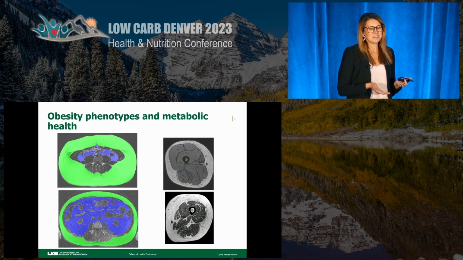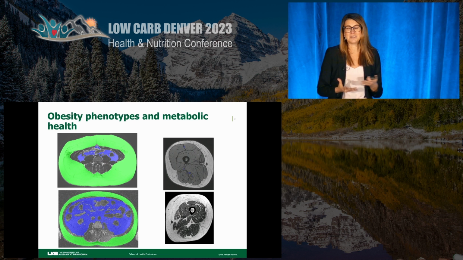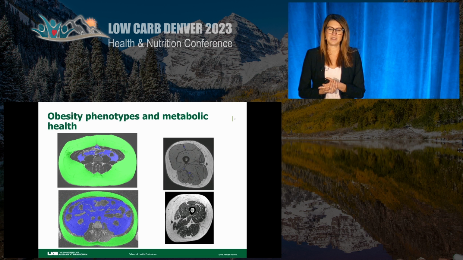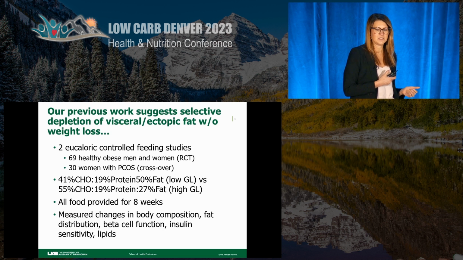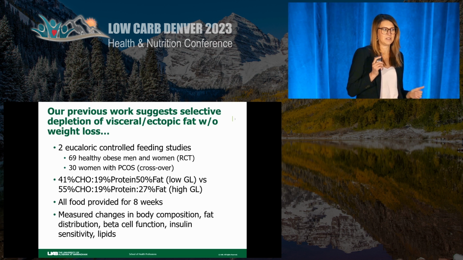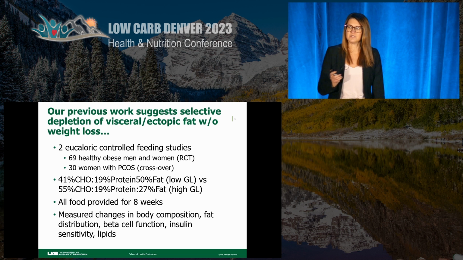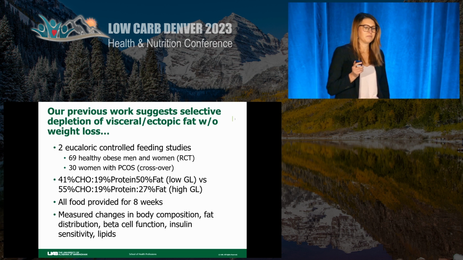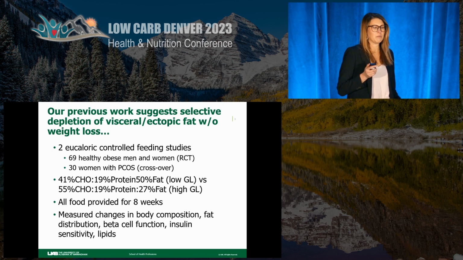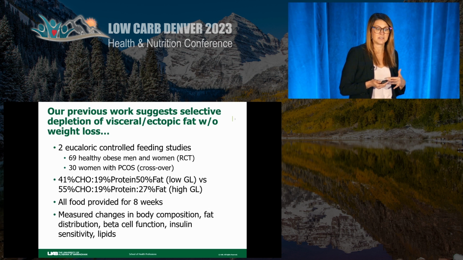So when I was a graduate student, my mentor at the time, and still a mentor of mine, Dr. Barbara Gower, who is also at UAB, had two funded R01s doing controlled feeding studies in two different populations. They were both eucaloric, so weight-maintaining diets, where we were specifically manipulating the glycemic load and the carbohydrate and fat content of these diets.